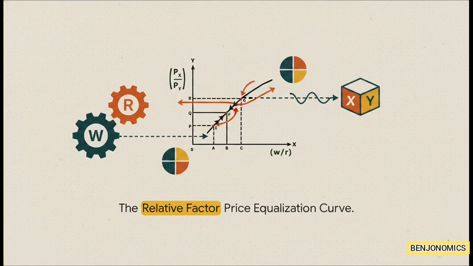On the horizontal axis, we've got our relative factor price. That's the wage divided by the rent. On the vertical axis is our relative commodity price, the price of good X divided by good Y. Because of our perfect competition and identical technology assumptions, there's a perfect, continuous one-to-one relationship happening here. When free trade forces the commodity prices on the vertical axis to align between two countries, they are forcefully dragged to the exact same point on the horizontal axis. The wages mathematically have no choice but to equalize.